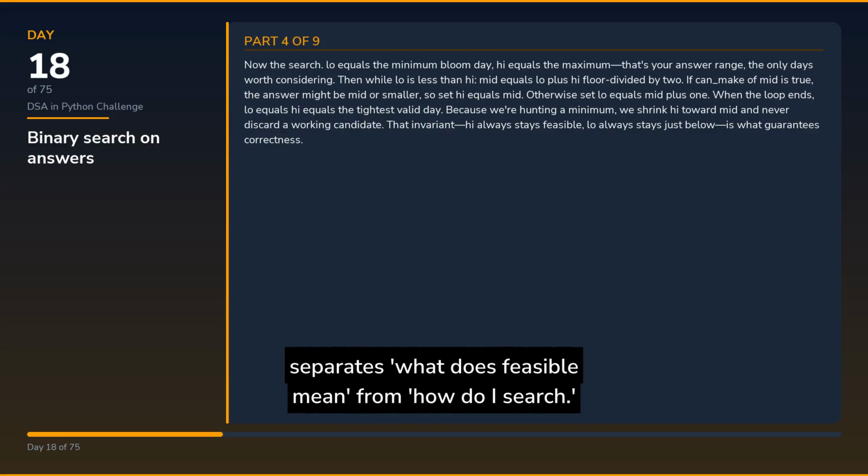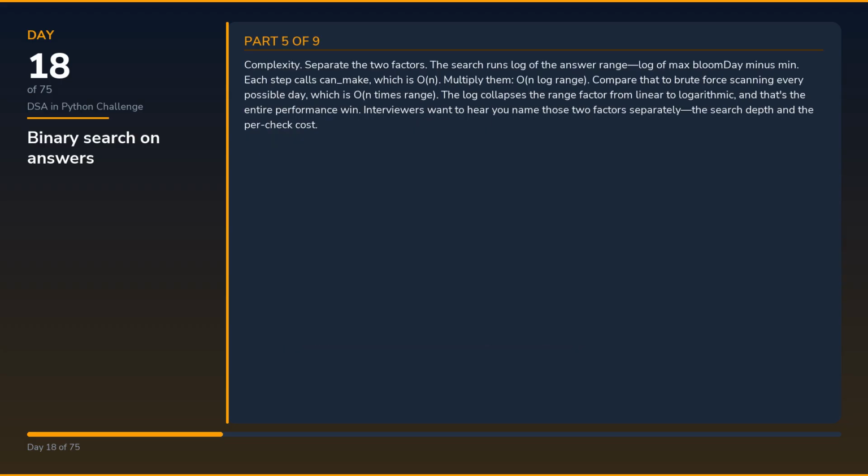Now the search. Low equals the minimum bloom day. High equals the maximum. That's your answer range, the only days worth considering. Then while low is less than high, mid equals (low plus high) floor divided by 2. If can_make(mid) is true, the answer might be mid or smaller, so set high equals mid, otherwise set low equals mid plus 1. When the loop ends, low equals high equals the tightest valid day. Because we're hunting a minimum, we shrink high toward mid and never discard a working candidate. That invariant, high always stays feasible, low always stays just below, is what guarantees correctness.